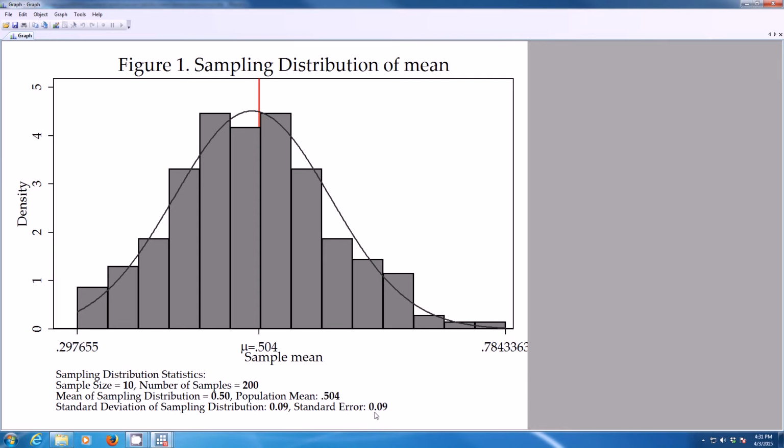And so what seems to be happening is that as we increase the size of each sample, the variation across the samples is getting smaller. Let's run one more test. Let's run 200 samples, each of size 50.